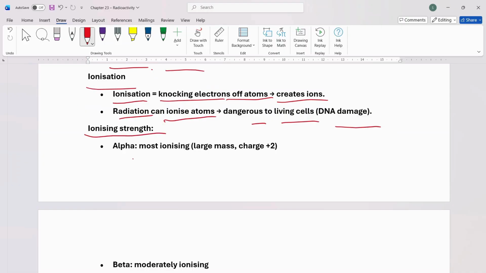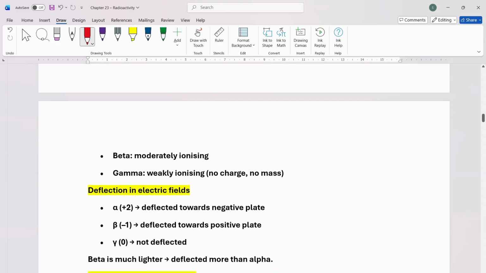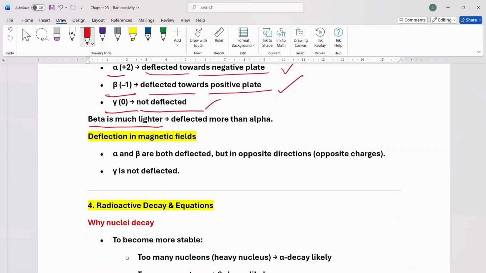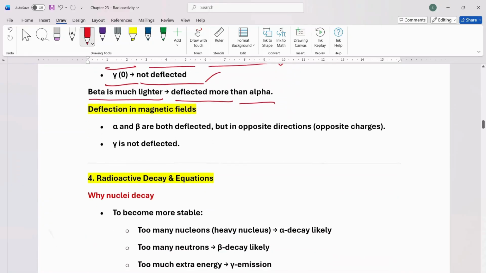Ionizing strength: alpha is the most ionizing, with large mass and charge of plus 2. Beta is moderately ionizing. Gamma is weakly ionizing, with no charge and no mass. Deflection in an electric field: alpha, plus 2, is deflected towards the negative plate. Beta, minus 1, is deflected towards the positive plate. Gamma, 0, is not deflected. Beta is much lighter, so it is deflected more than alpha.